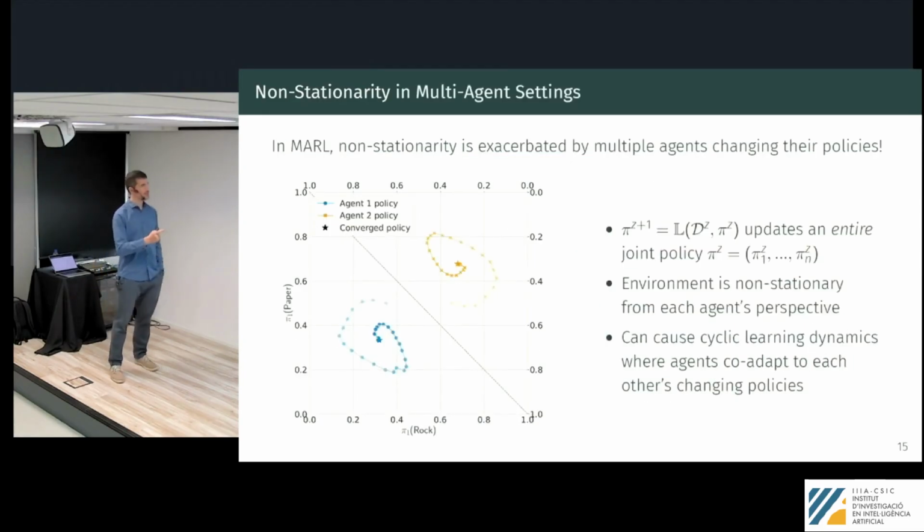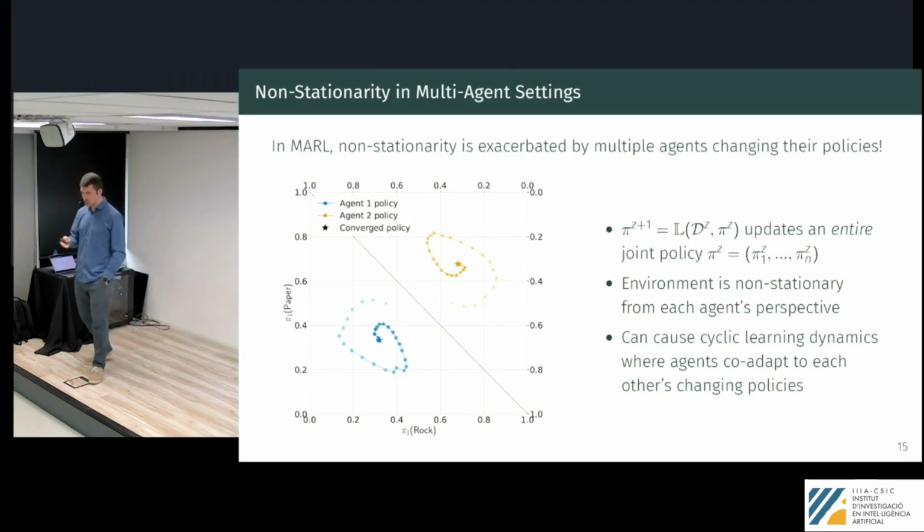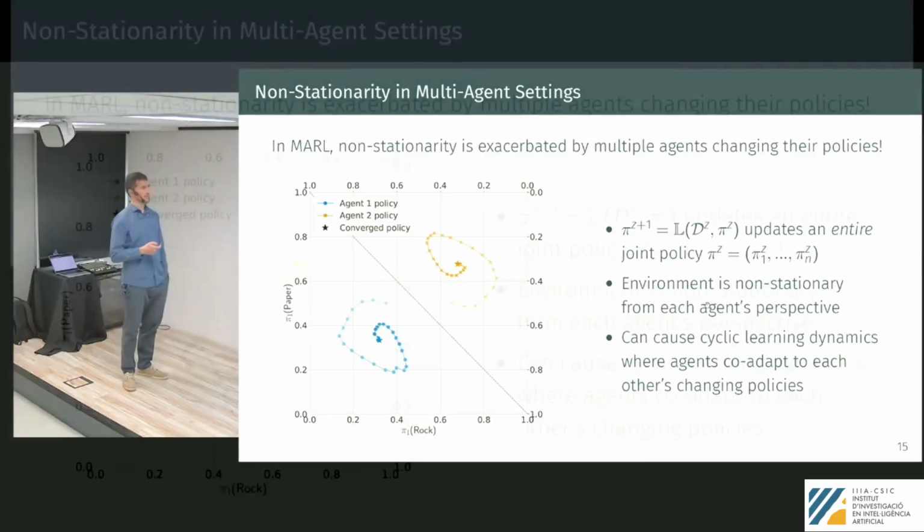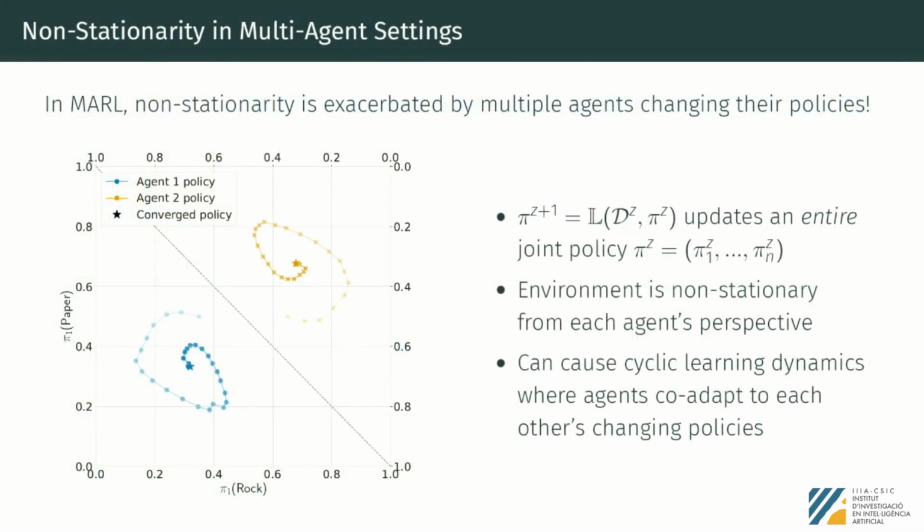But in the multi-agent case, it becomes even more tricky due to the fact that there are multiple agents that are learning at the same time. Formally, if we look at the learning dynamics again, which is this thing that I introduced, we have our algorithm, which takes the learning data, which are the full histories, and then it updates the joint policies. Not a single policy, but entire joint policies, which means that the environment is non-stationary from the perspective of individual agents. And that's important because it can create these cyclic dynamics that we see in this image here.